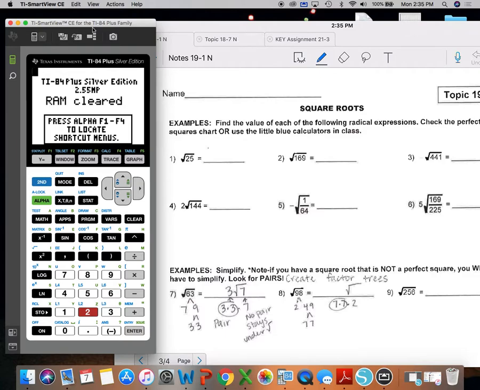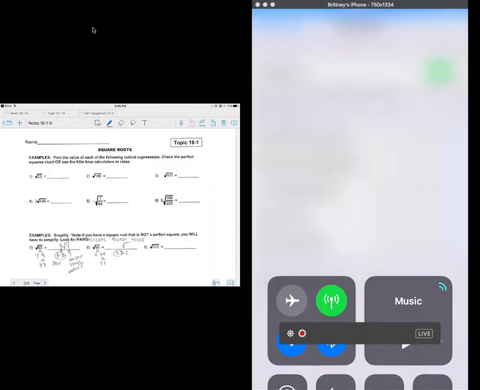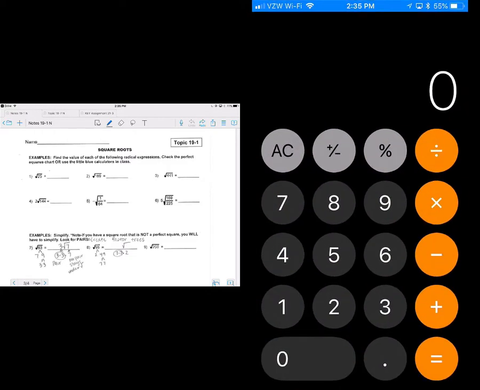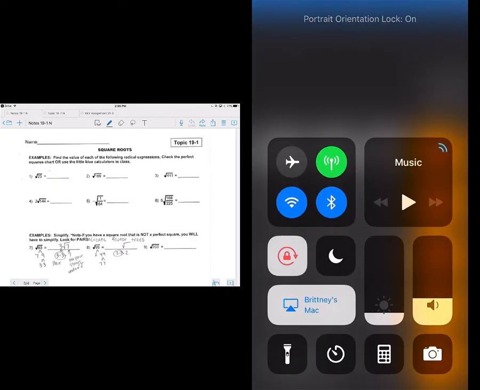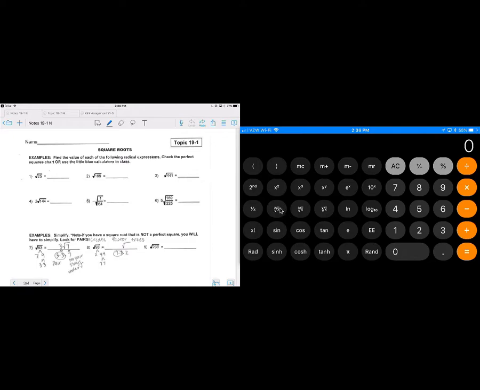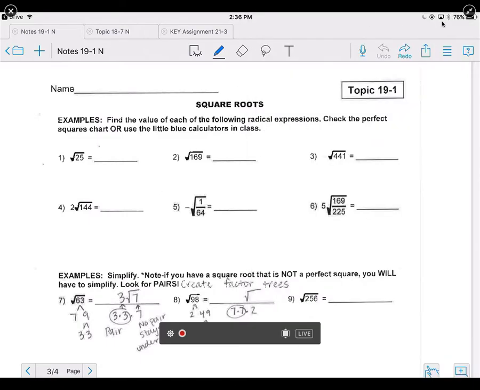If you are not in class, let me show you very briefly. This is my phone right here on the right side. It looks like a normal phone. On my phone, if I click calculator, this is what it looks like. Some people have the orientation lock on; if you turn it off and turn your phone to the side, there's a square root option right here. The first problem is problem 25, so you type in the number first, and if you click the square root button, the number that comes up will tell you the square root. So that is on your phone.